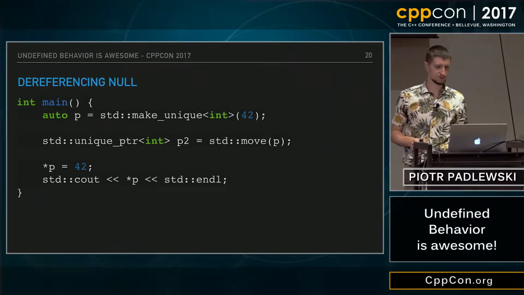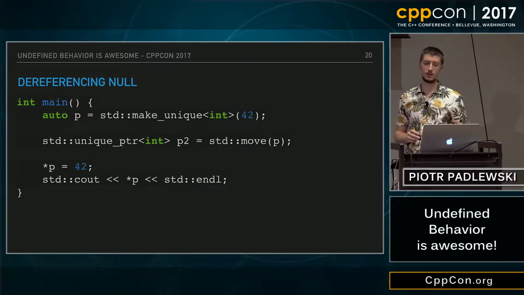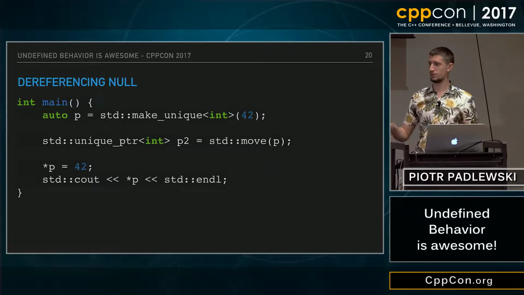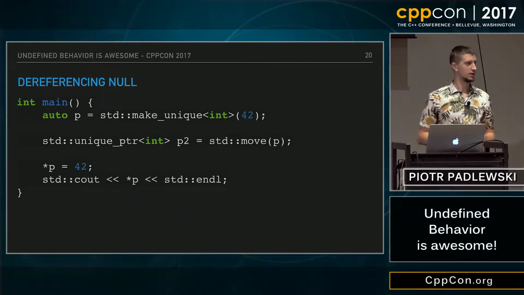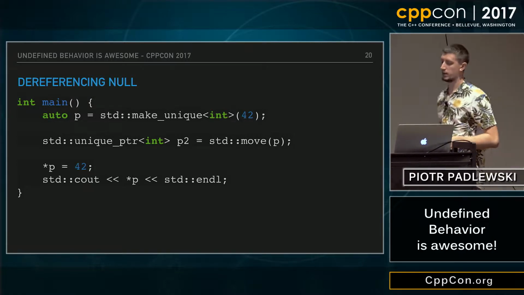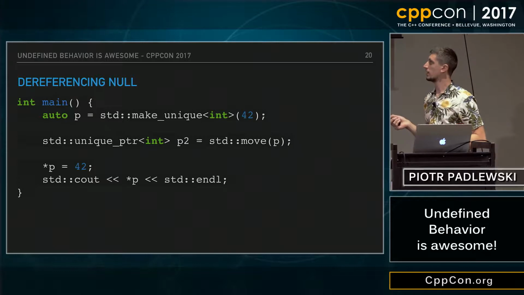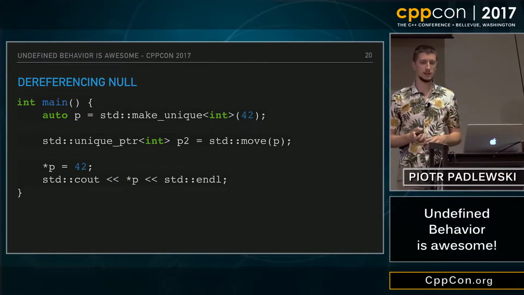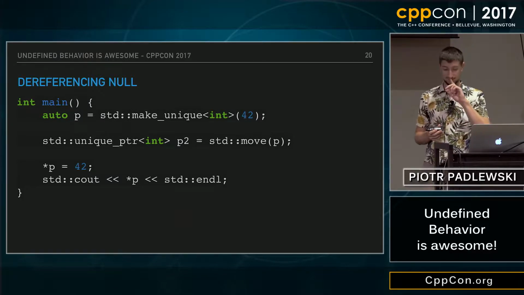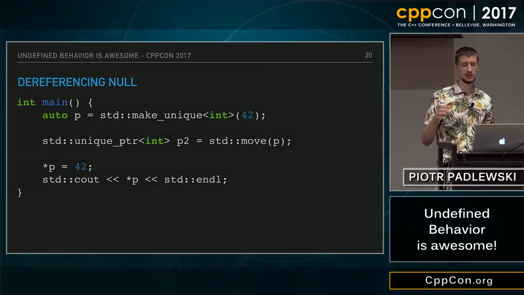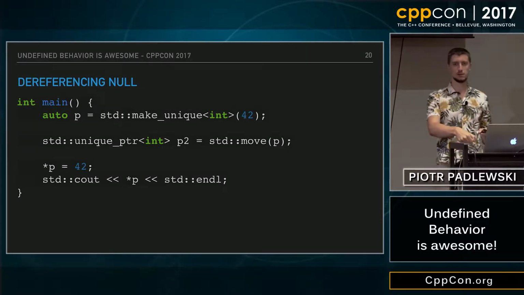Okay, so this small program contains undefined behavior. It contains a really simple bug. Who sees that? So we have use after move, pretty much, right? We just move from p, and then we dereference p. And unique pointer is totally defined. The move constructor of unique pointer is defined as setting the pointer to 0.